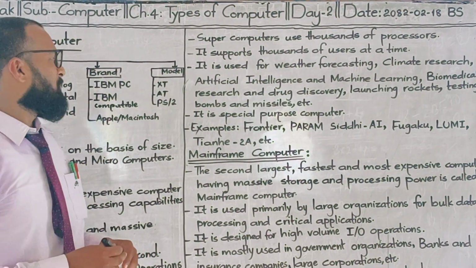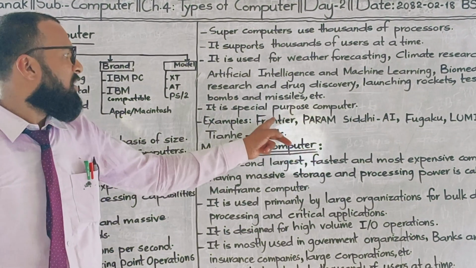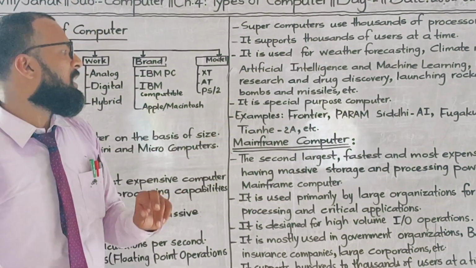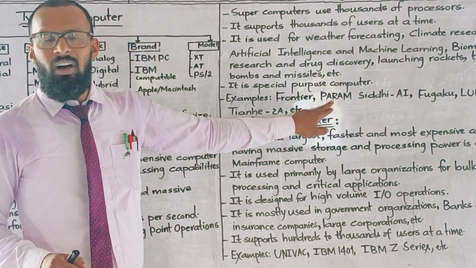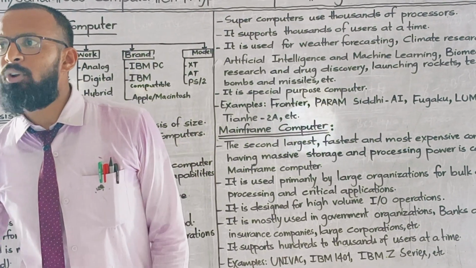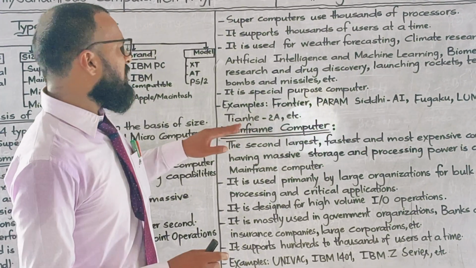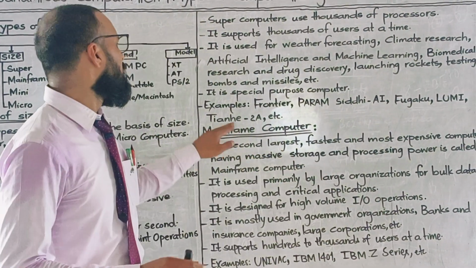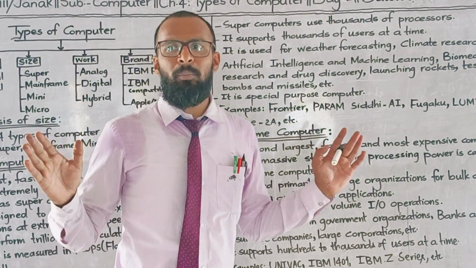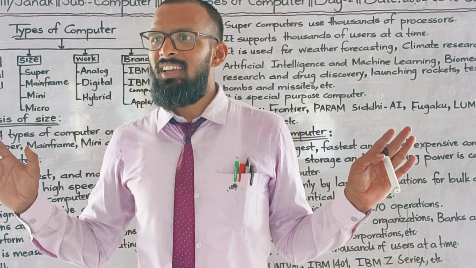Now next, these are all examples. Frontier is the name of a supercomputer of the USA. Param is also a supercomputer; Param Siddhi AI is the name of the supercomputer of India. I have written here the names of the supercomputers: Lumi, Tianhe 2A, which is also a supercomputer of China. These are examples of supercomputers. Have you understood or not?